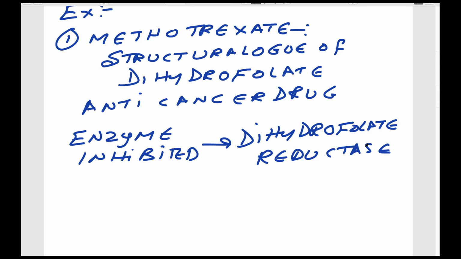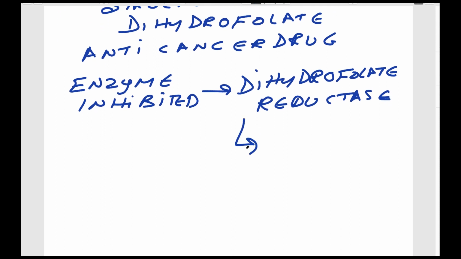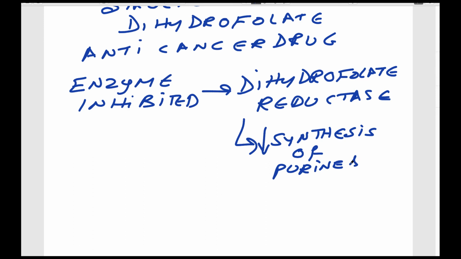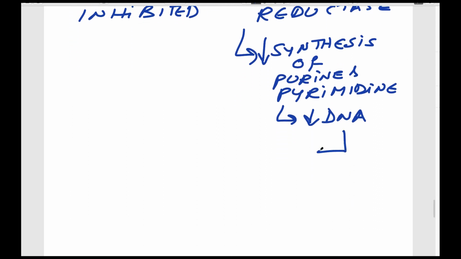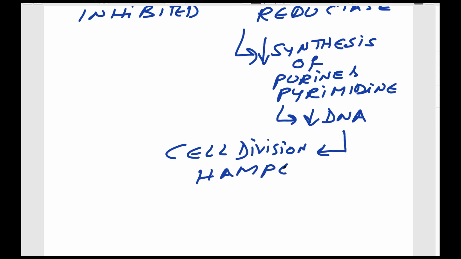By inhibiting this enzyme, what are the consequences? Synthesis of purine, the nitrogenous base, and pyrimidine decreased. That leads to decreased synthesis of DNA. When there is decreased synthesis of DNA, cell division is hampered, stopped, slowed down. That is how it is an anti-cancer drug.